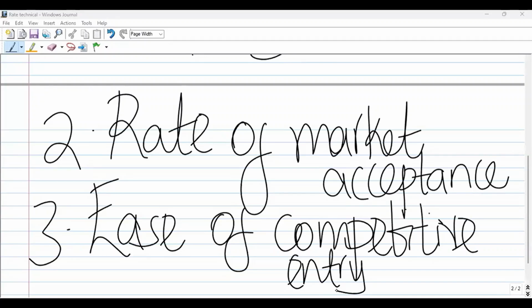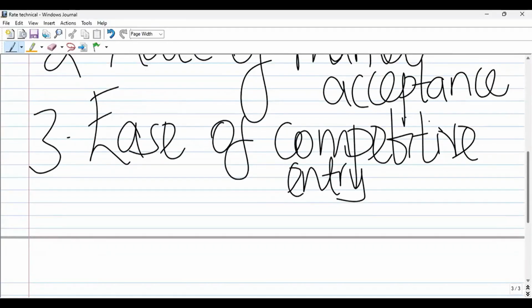The life cycle of the products will be very short because the competitors can make similar products.